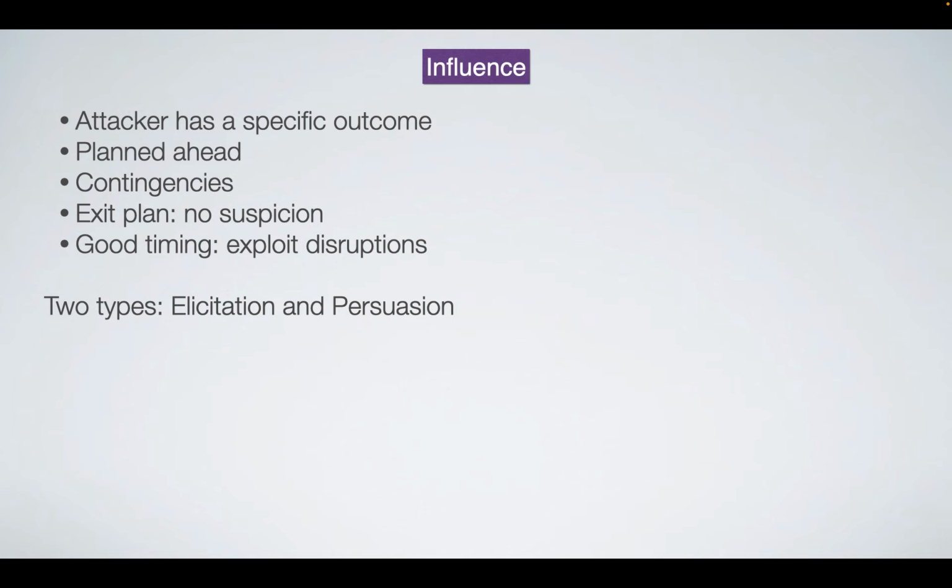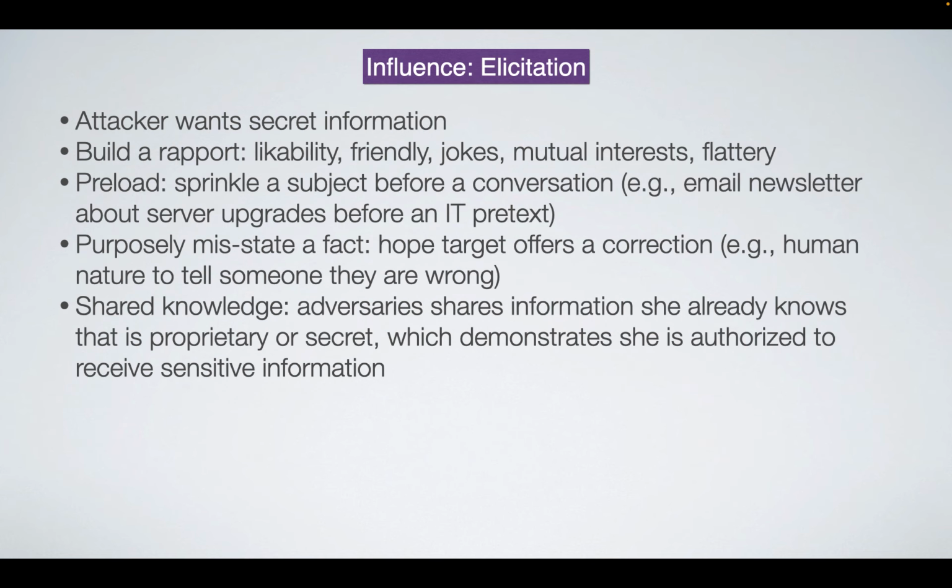So the techniques for elicitation and persuasion kind of overlap, so you could probably use them for both, but I sort of roughly put them in two piles. So elicitation is you want some secret information from someone. So some techniques that might be helpful to an adversary would be building a rapport, as we call it. So like just being likable, friendly, telling jokes, making the person laugh, maybe flattery, appealing to their ego, that type of thing, complimenting them, some kind of mutual interest, right?